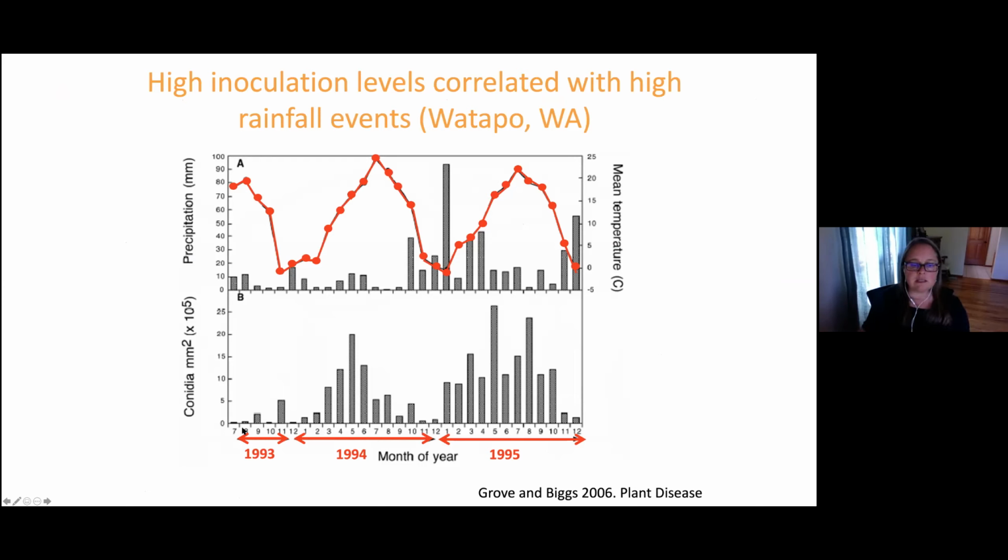And basically this is 1993, 1994, and 1995. And then months here are in numbers. And then we have the conidia on this lower bar graph in B, but we have precipitation in A. And they found really similar results. So they just found with high rainfall events, they basically saw spores being germinated, or spores being released from cankers.